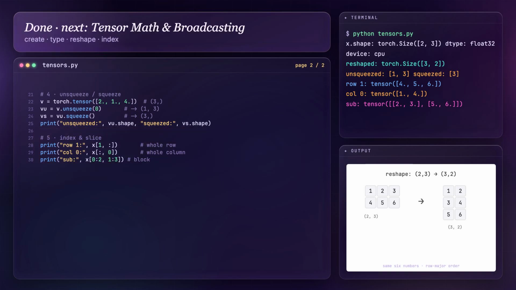And that's the whole vocabulary: create, type, reshape, index. You can now make any tensor, read it, and reach into it without guessing. But a tensor just sitting there is a museum piece. The magic starts when tensors compute together, when a 3x2 meets a 2x5, and PyTorch knows exactly what to do, even when the shapes don't obviously match. That's tensor math and broadcasting, and that's next.